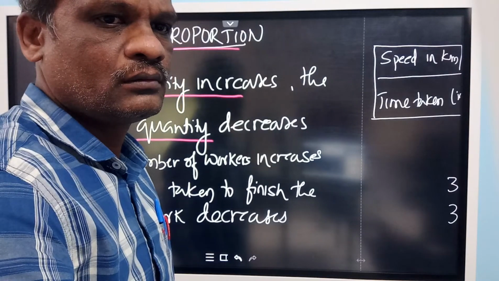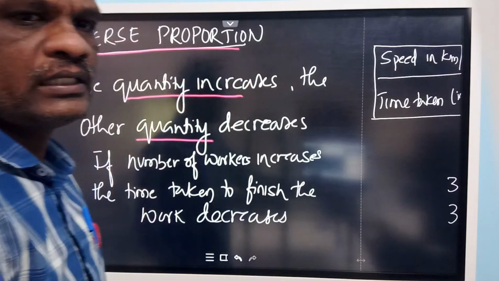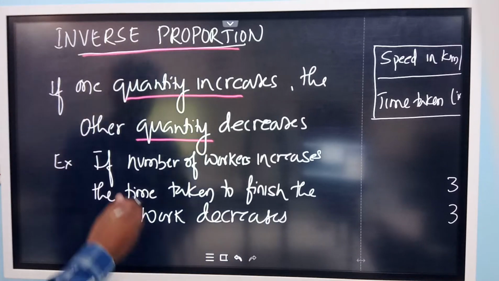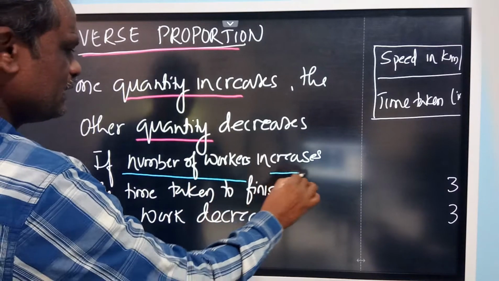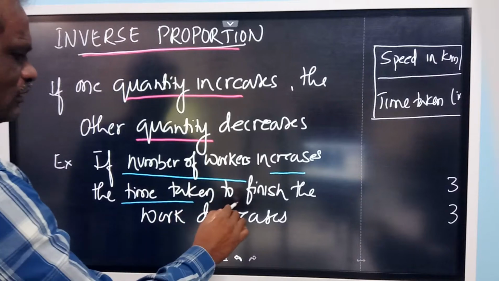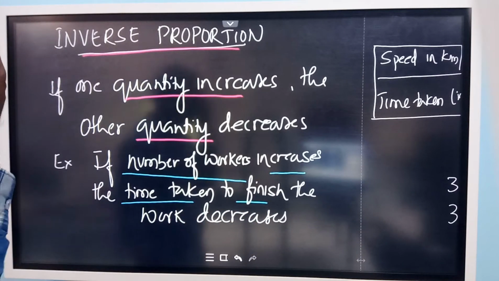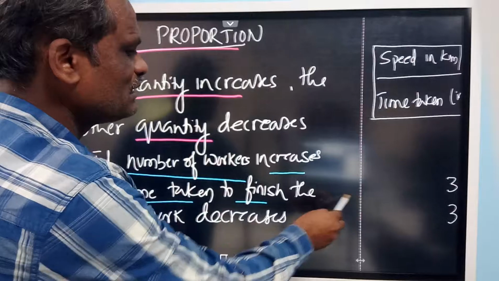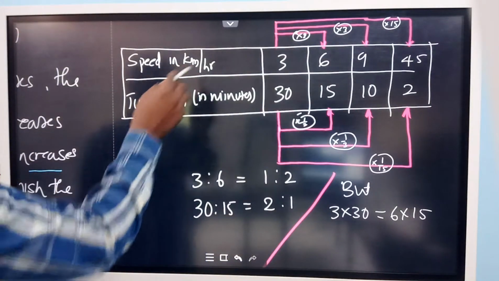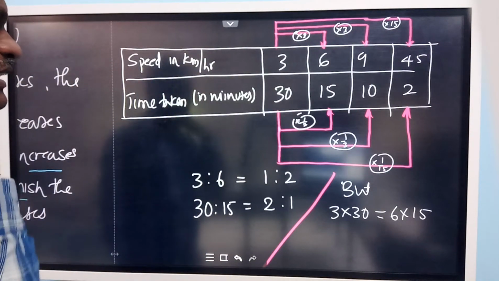Here we take one example. If the number of workers increases, then the time taken to finish the same work will decrease. If more workers are there, the work will be finished earlier than with fewer workers. Another example you can see here, speed in kilometers and the time taken in minutes.